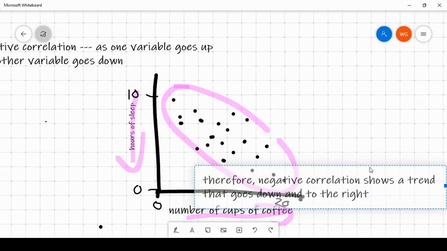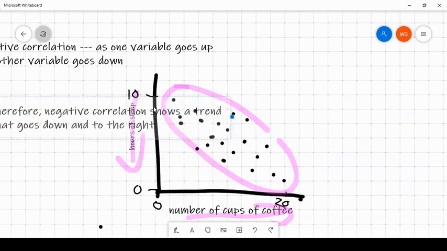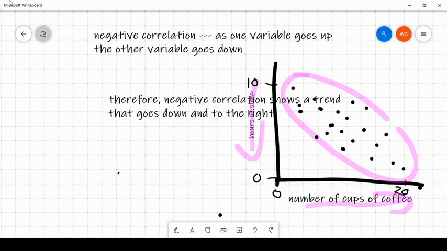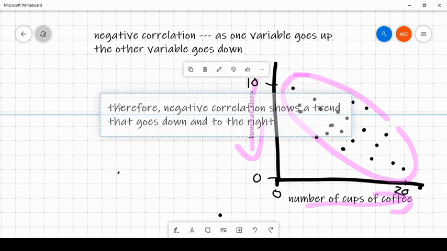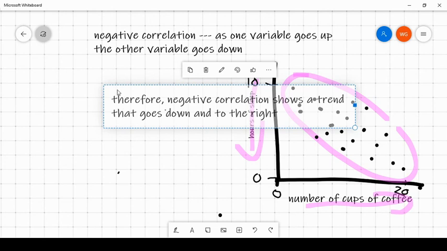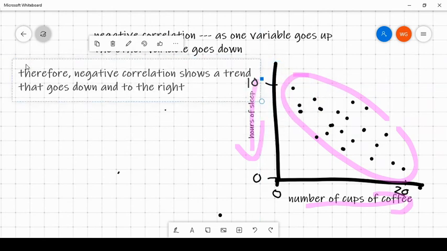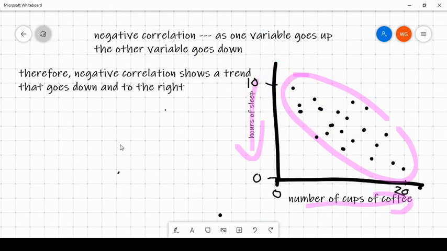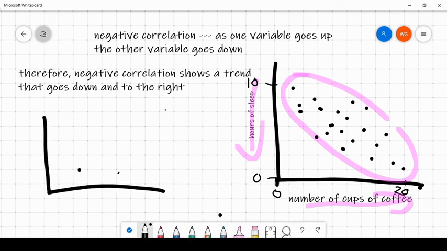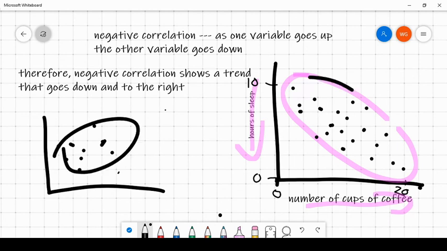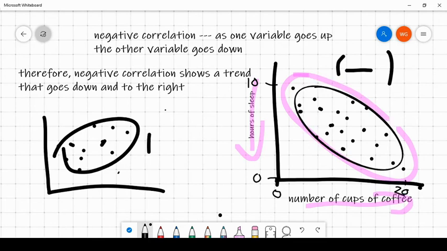And remember, that's the opposite of positive correlation, because positive correlation goes up and to the right. Right? We want to remember that fact because that is an important fact that we also want to remember. Positive correlation goes up and to the right in a trend that looks like that. A negative correlation goes down and to the right in a trend that looks like that. Okay, so positive, negative. Okay.